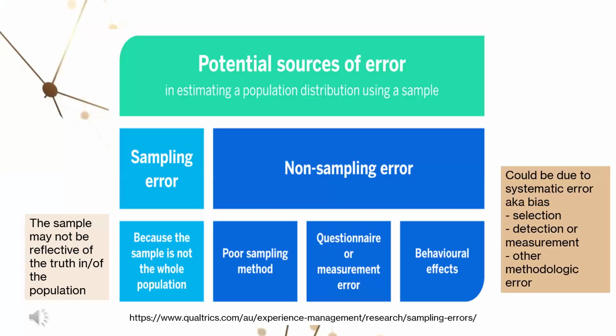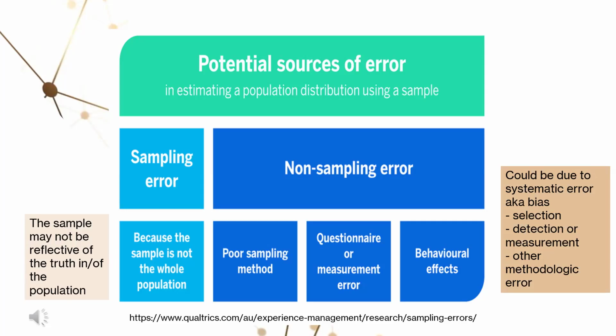In sampling, there are many potential sources of error. For example, those errors could be those directly related to the sampling, because the sample is not the whole population, and the sample may not be reflective of the truth in the population, and the sample may not be large enough or sufficient in number.